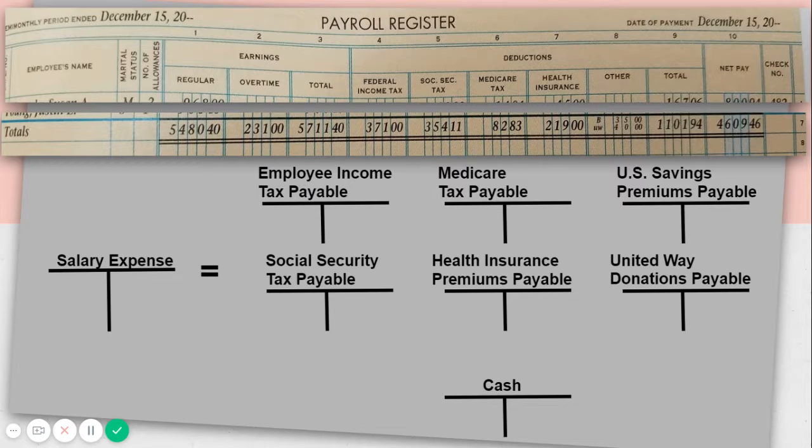So here's an example that we have. So we have our totals for each column. Now to put each total into a T account, we start with our total earnings. This is our salary expense on the debit side. Then we start going to the right for each deduction. So federal income tax goes to employee income tax payable.